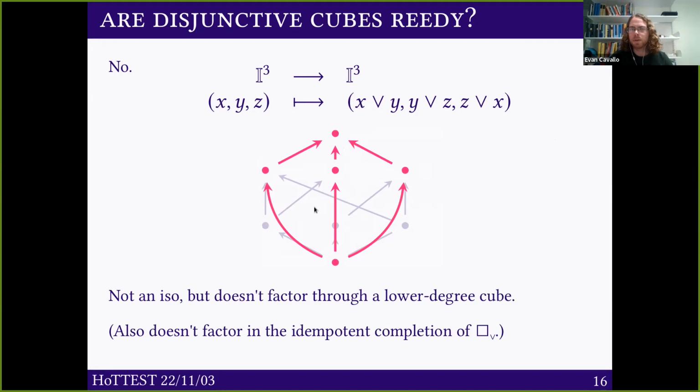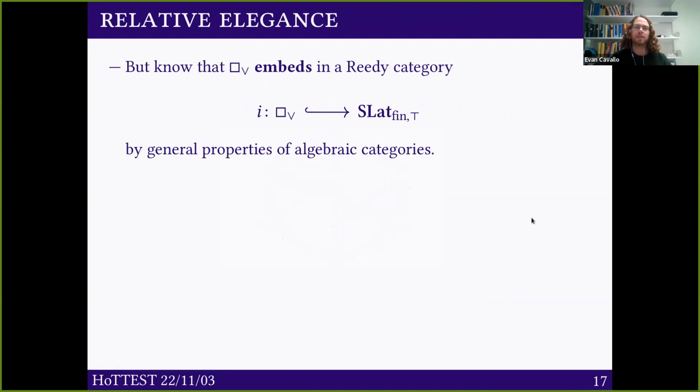And so this is a map from the 3-cube to the 3-cube, which is not an isomorphism, but it doesn't factor through a lower degree cube, which is a kind of thing that we must have in a Reedy category. So either something should be an isomorphism or it should factor through something of lower degree. But it can't factor through the 2-cube because it has too many points in it. And I chose this example to kind of prove something greater than I'm saying that it's proving. So what one should really be looking at is the idempotent completion of this cube category. And this is a map that doesn't factor there either. But that's for people who will know what it is.